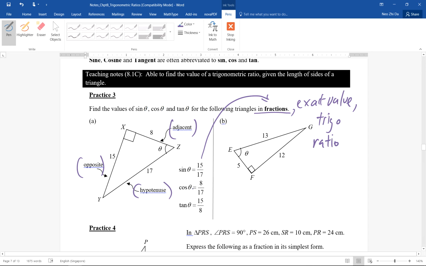When they want cosine theta, cosine you know is adjacent over hypo. Your adjacent is 8, your hypo is 17. So 8 out of 17. Tangent you know is opposite over adjacent. Opposite 15, adjacent 8. 15 out of 8. Don't bother to write it in a mixed fraction. Improper fraction will do. Now I give you some time, go and do B. Step 1, I want you to go and label all the 3 sides, opposite, adjacent, hypo first. Confirm already, then answer the question. Sine theta, cosine theta, tangent theta.